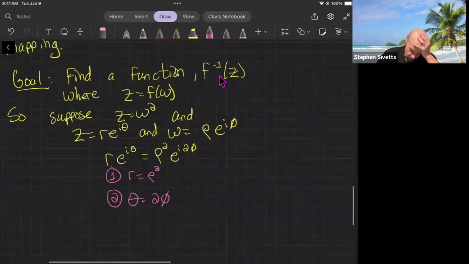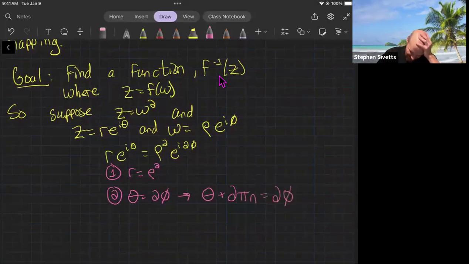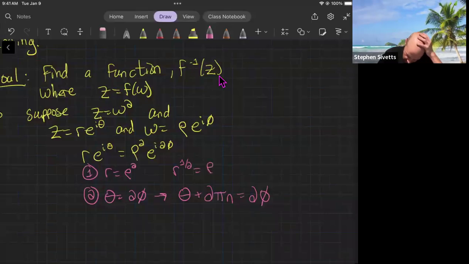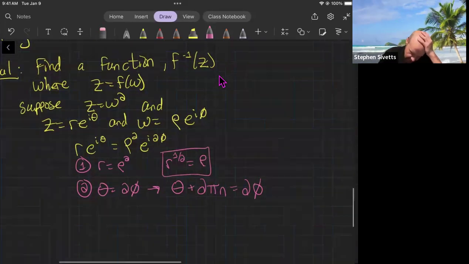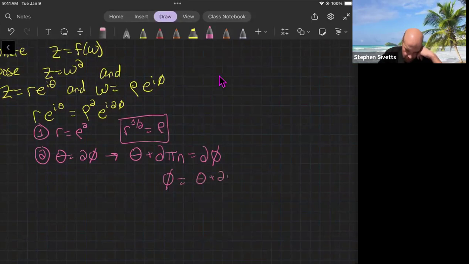So also we can say generally that theta plus 2 pi n equals 2 times phi, right? So R raised to the 1/2 equals rho. That's how you figure out what rho is, and that's part of figuring out the square root of a complex number. And phi equals theta plus 2 pi n divided by 2. Okay, let's stop here for a second.